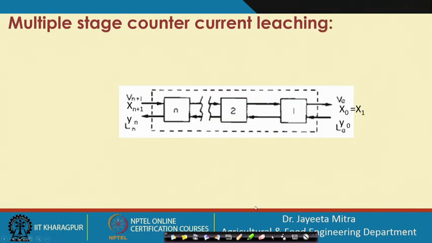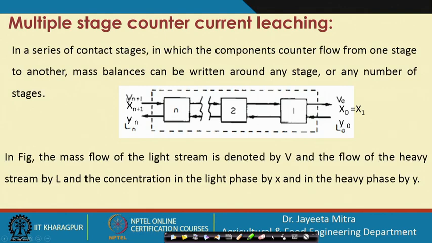Similarly, we can have the multi-stage counter current extraction. So, in the multi-stage, similarly like we had earlier one stage, we have now 1, 2 and up to n stages, but the process will be same here. This is a counter current leaching. So, we have to enter solvent from one side.